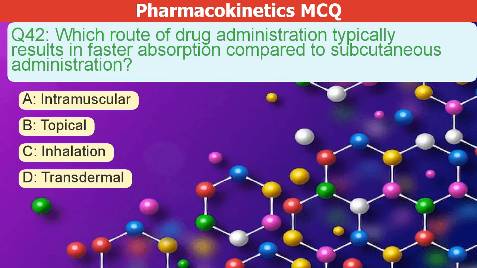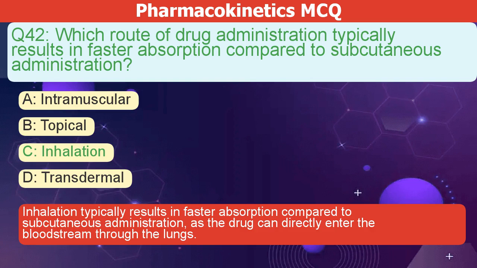Which route of drug administration is typically faster than subcutaneous? A. Intramuscular. B. Topical. C. Inhalation. D. Transdermal. The correct answer is C. Inhalation typically results in faster absorption compared to subcutaneous administration, as the drug can directly enter the bloodstream through the lungs.